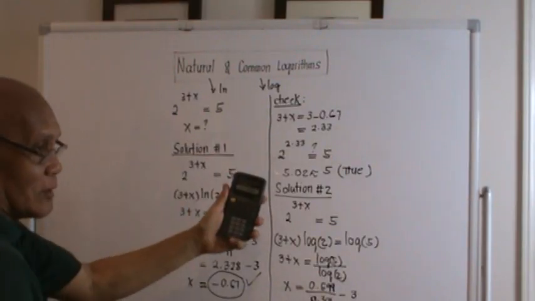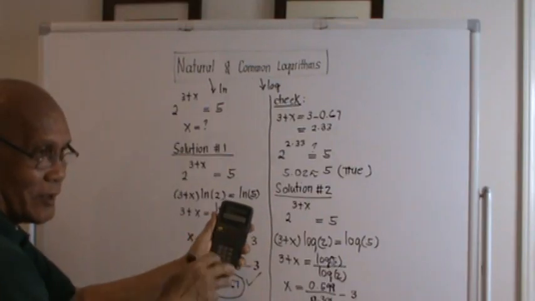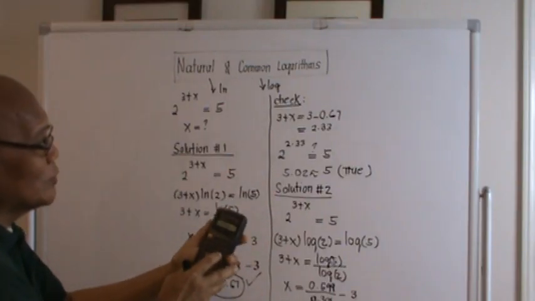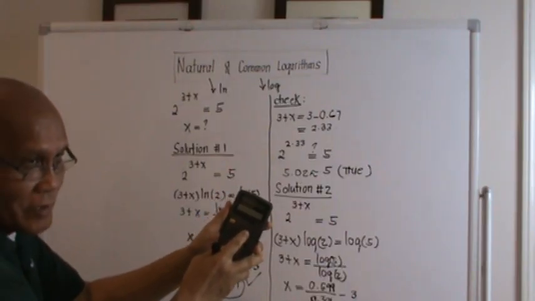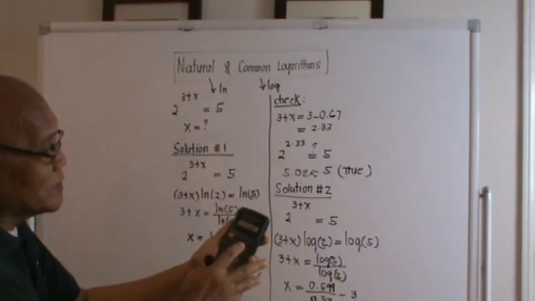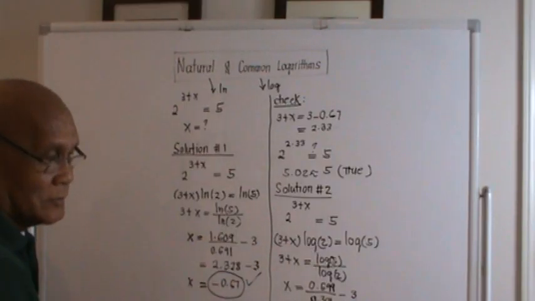And of course, our knowledge on punching the values of the logarithms on the calculator. So we should know the meaning of ln on the scientific calculator, that's natural logarithm. And also on the scientific calculator, log is just the common logarithm.